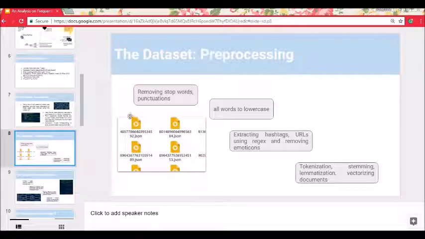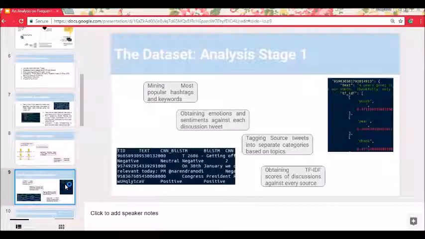Now that I have the raw data, I need to pre-process it for the analysis task. Other than the general pre-processing tasks, I also retrieved the Twitter specific features like the hashtags and URLs using regular expressions. I also had to remove the emoticons. After all this was done, I have my data which is ready for the analysis.